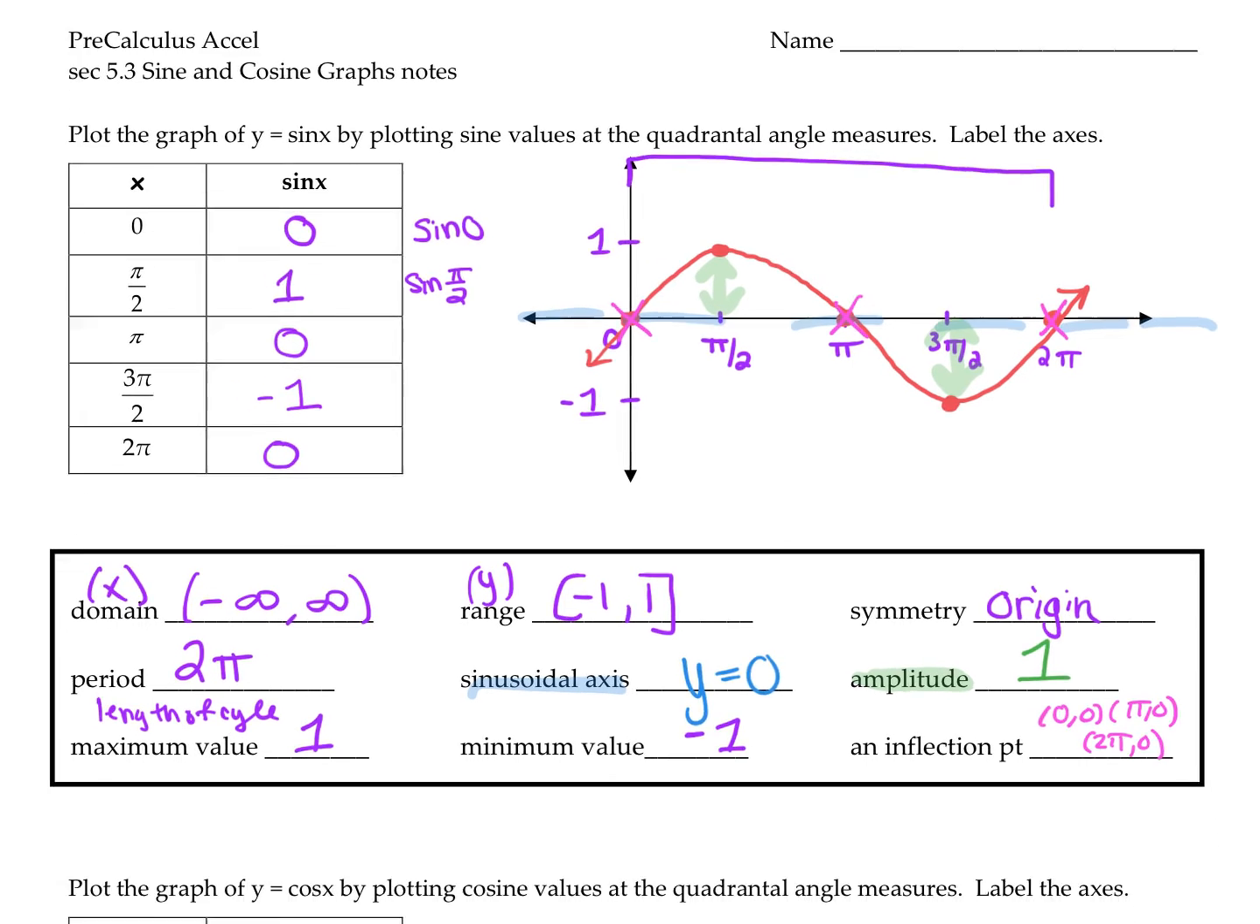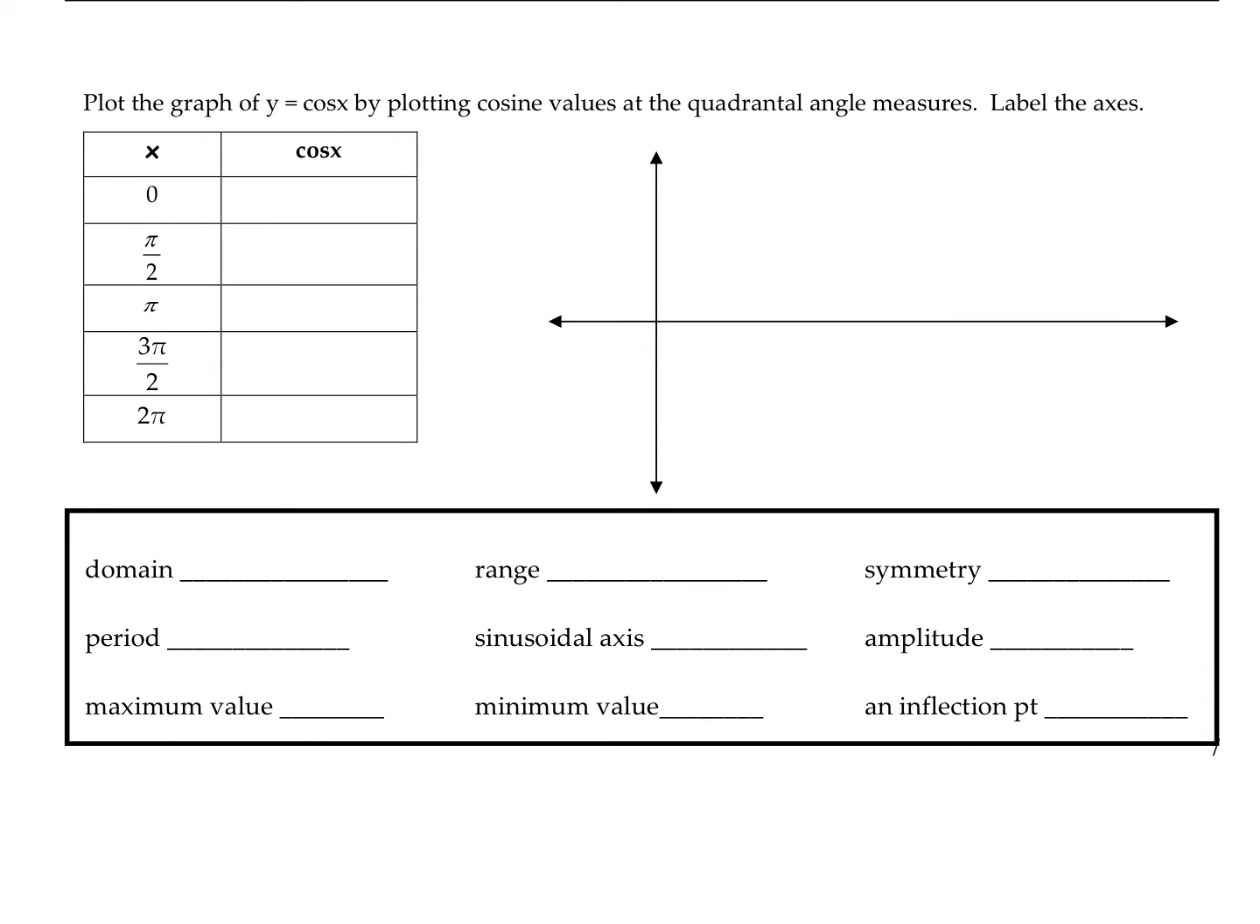Now let's do the same thing but for our cosine graph. So we're going to fill in this table. So cosine at 0 is 1, cosine at pi over 2 is 0, cosine at pi is negative 1, cosine at 3 pi over 2 is 0, cosine at 2 pi is 1. So I'm going to label my graph very much the same as I did my sine graph. And then I'm going to plot my points. So 0, 1, pi over 2, 0, pi, negative 1, 3 pi over 2, 0, 2 pi, 1.